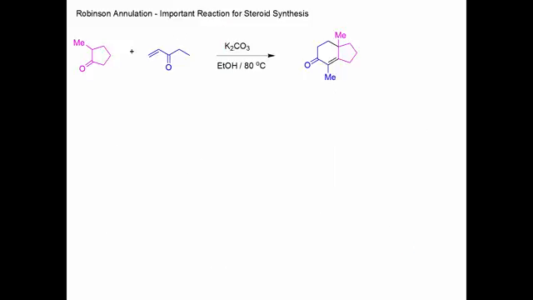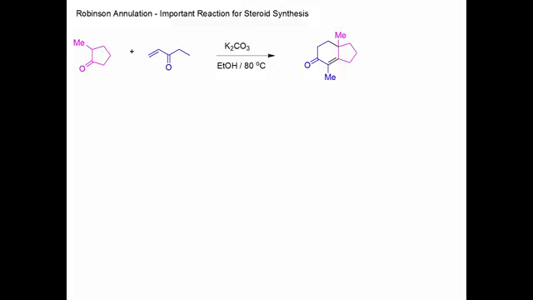Okay, the last reaction we're going to look at that's related to conjugate addition is a historically very important one called the Robinson Annulation. In the early days of the development of steroid chemistry, this was a very important reaction for basically adding a 6-membered ring to any ketone that has an acidic alpha hydrogen.